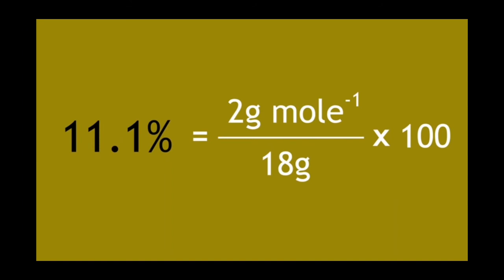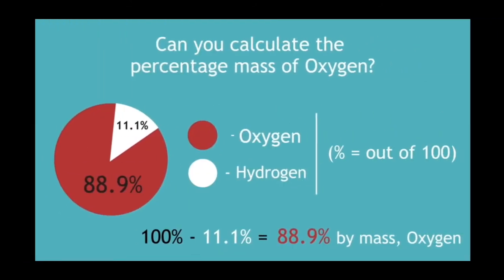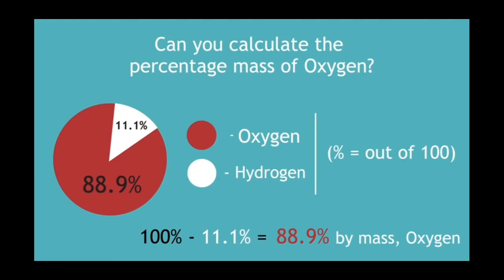But is it necessary to calculate in the same way? We know that the percentage mass of hydrogen in water is 11.1%. As we are calculating the percentage, we can just subtract, that is 100% minus 11.1%, which is equal to 88.9%. Therefore, 88.9% is the percentage mass of oxygen. This is how we have to calculate the percentage mass.